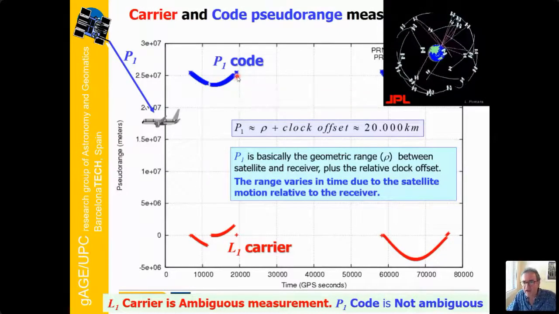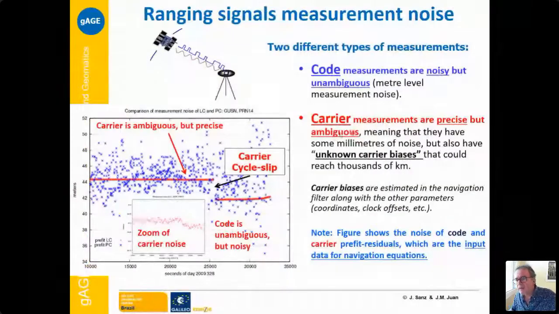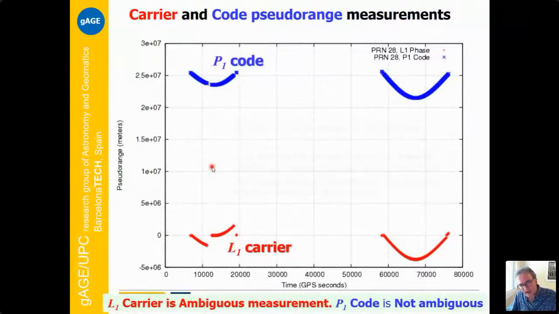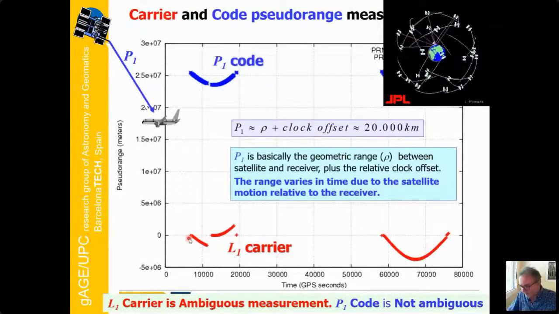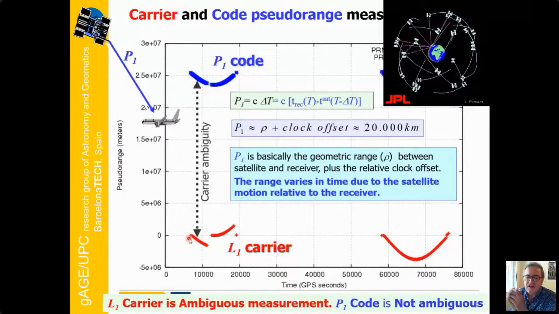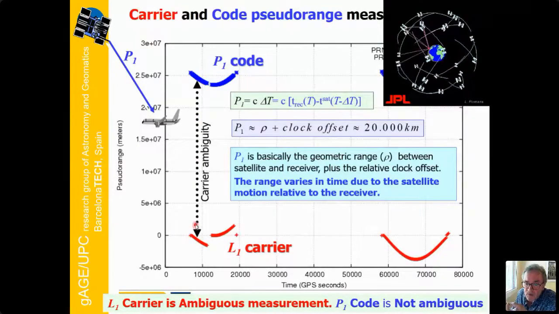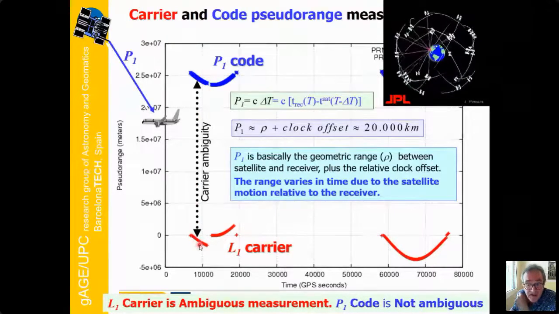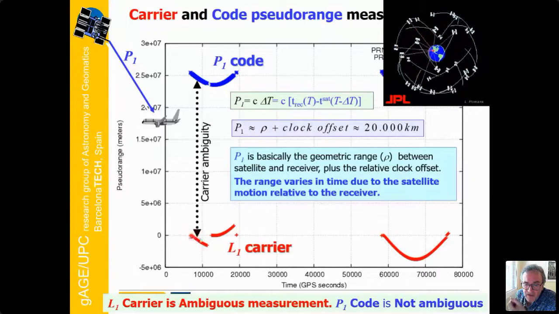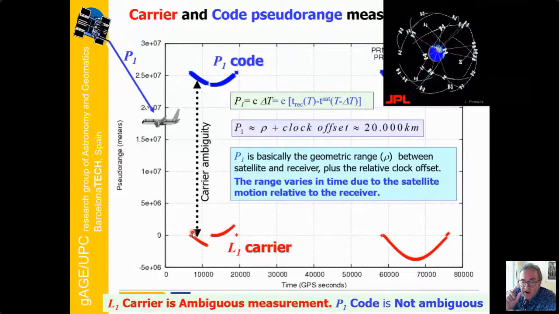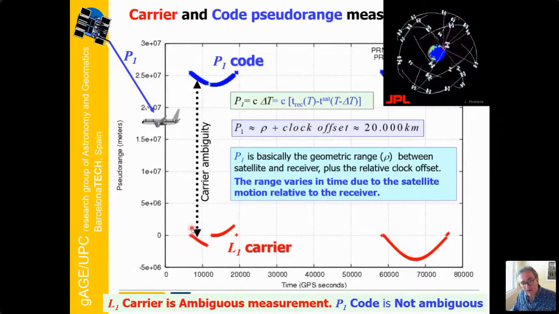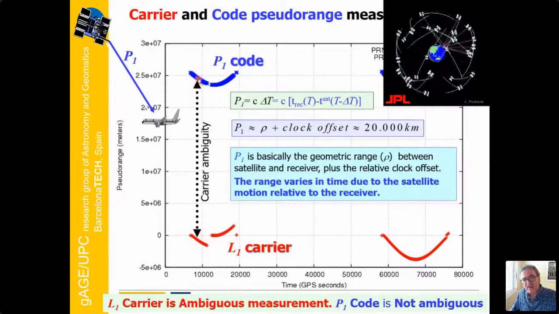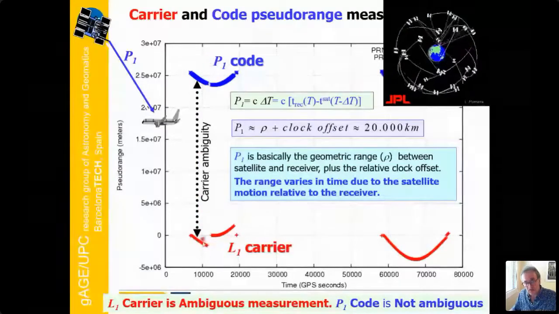In the case of carrier phase, I commented carrier phase is ambiguous. Every time we have a cycle slip, there is a jump by an arbitrary amount, but even at the beginning, when the receiver locks the signal, there is an ambiguity in the value of carrier phase. For instance, if at the beginning the carrier is determined within one cycle, then we will have this ambiguity, this distance between carrier phase and code.